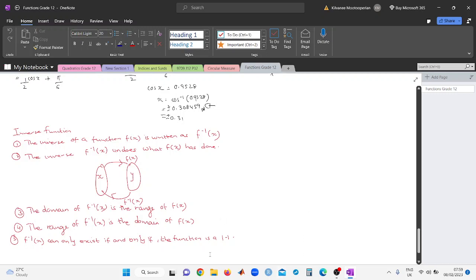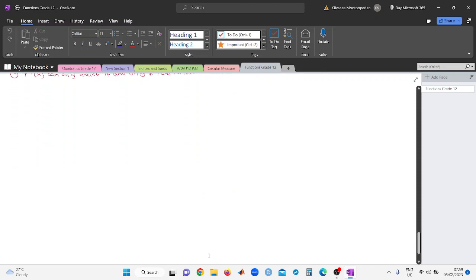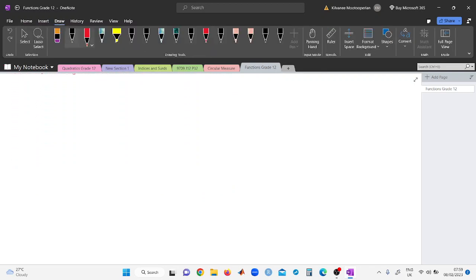Ok, donc ça c'était un petit peu une introduction au inverse function. Maintenant, nous allons prendre quelques exemples. D'accord? So, bien sûr, nous commençons avec un exemple relatively simple. Donc, exemple.